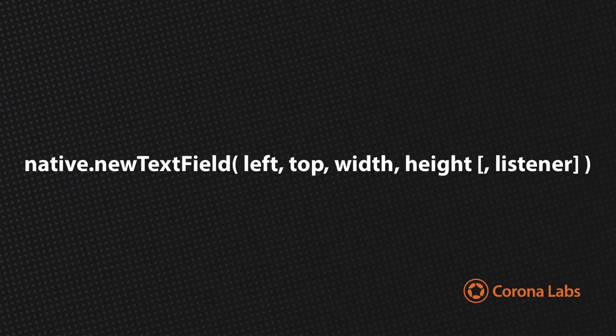Single-line text input fields are created using the native.textfield API call, which accepts 4 required parameters and 1 optional parameter. Left and top are required number values that represent the XY coordinates that correspond to the top left corner of the text field. Width and height are required number values that represent the width and height, or size, of the text field. Listener is an optional handler function to respond to keyboard events.